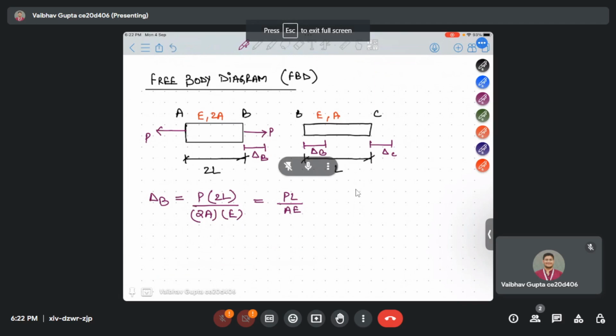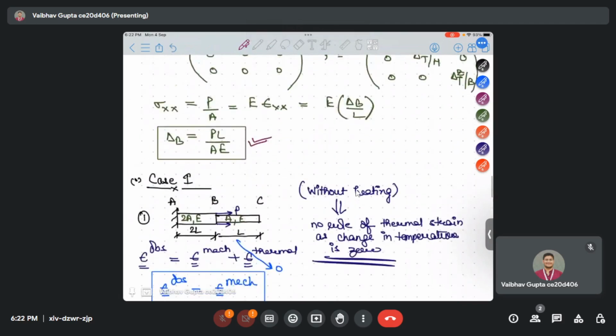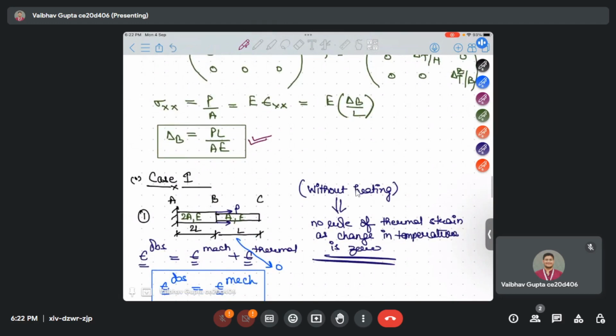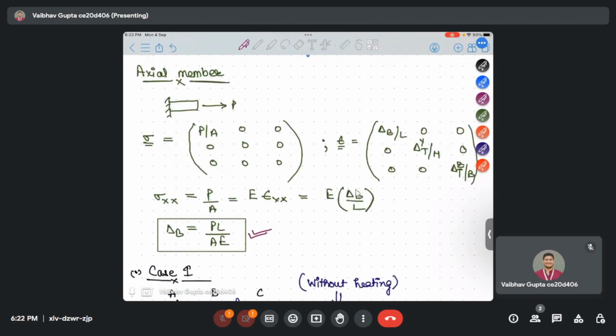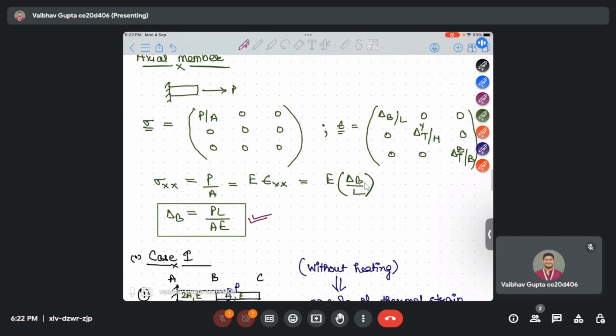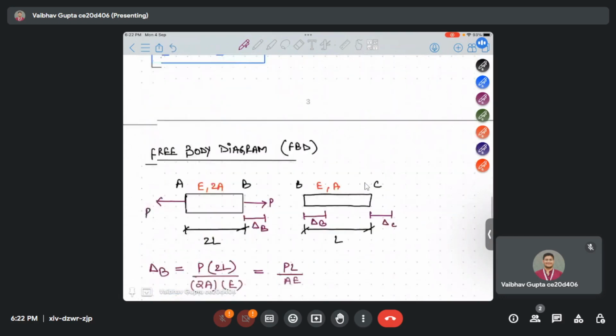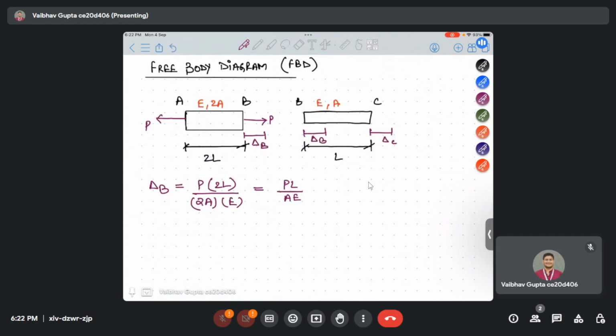So where we are? Delta B. From the formula that we have seen, delta B is equal to PL over AE for the uniaxial state of stress that we have derived, with the help of this yellow tick mark. So here for AB, length is 2L, area is 2A, and E is E. So delta B is nothing but PL over AE here. This is the change in length for that particular body AB.